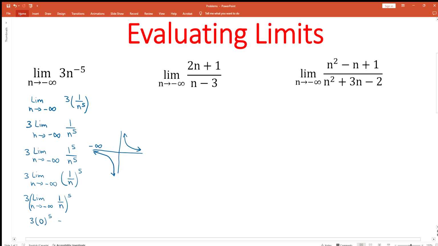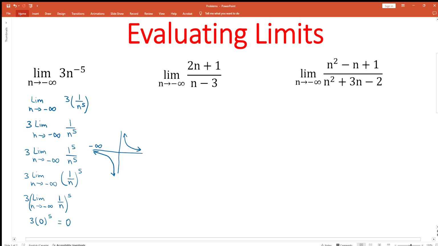0 to the power 5 is equal to 0. 3 times 0 is equal to 0. This should be the final answer for the first limit. Now we can evaluate the second limit. Limit n approaches negative infinity, 2n plus 1 over n minus 3.